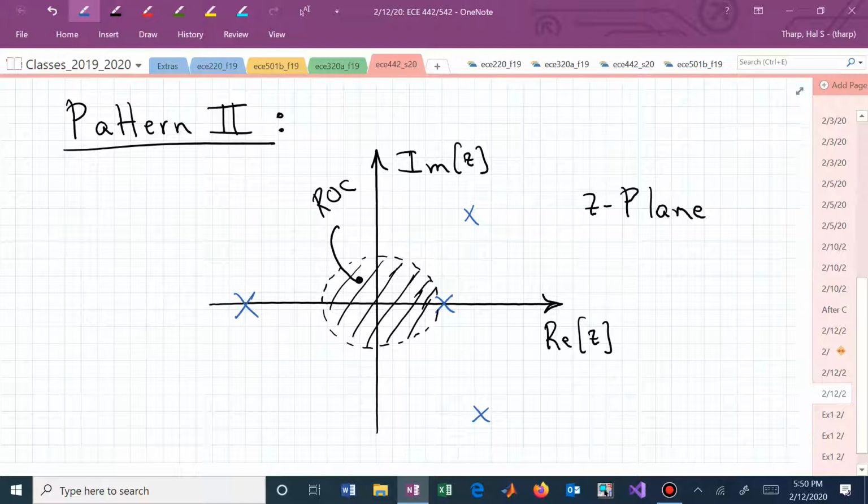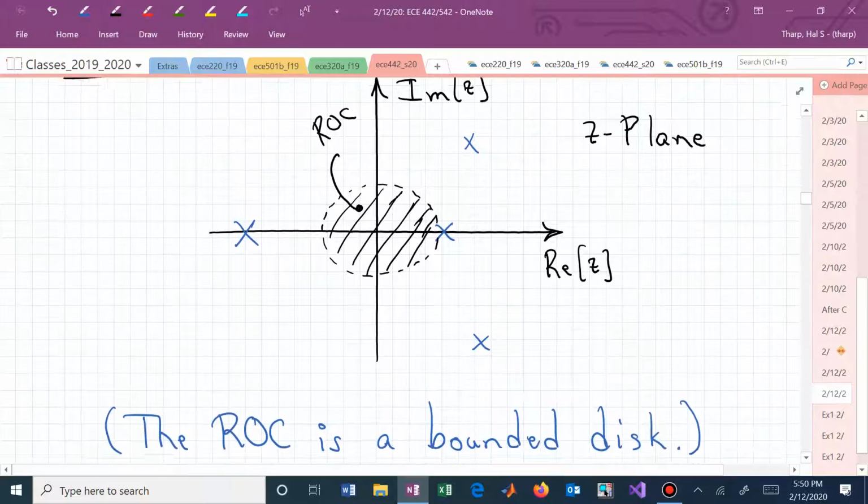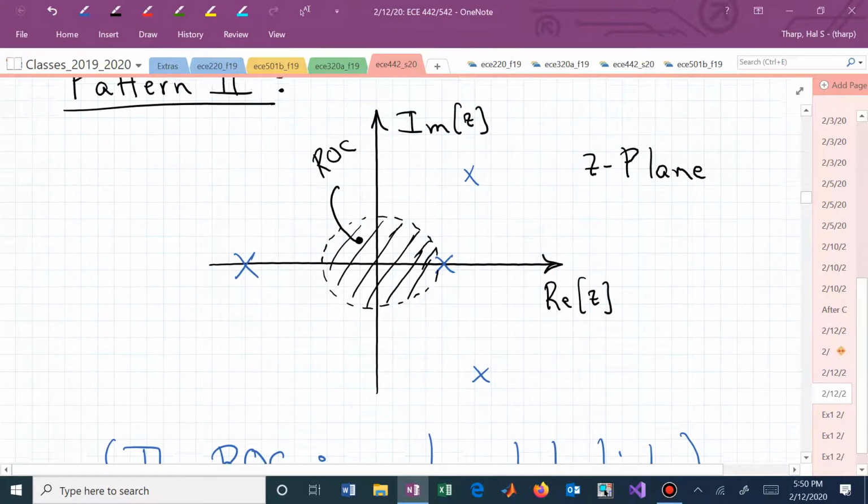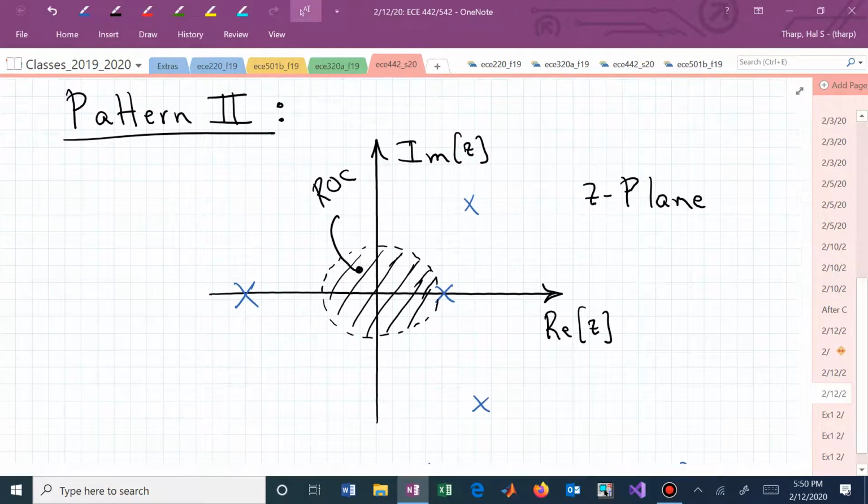It's now a disk. Here, the region of convergence is a bounded disk. We have finite poles, and now that disk is inside the smallest of those poles. So our region of convergence is inside all of our poles, since it's inside the one that has the smallest radius. And the region of convergence is just a disk in shape.